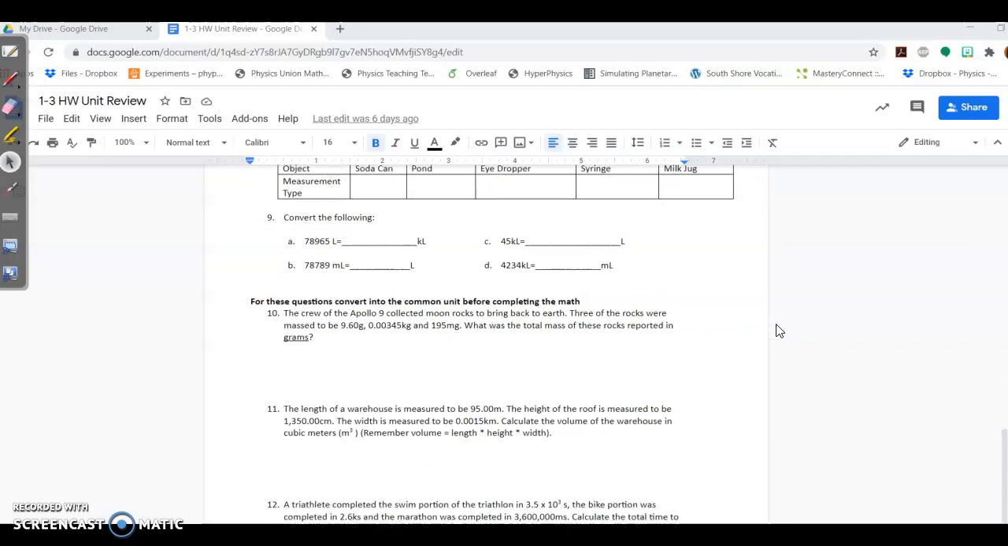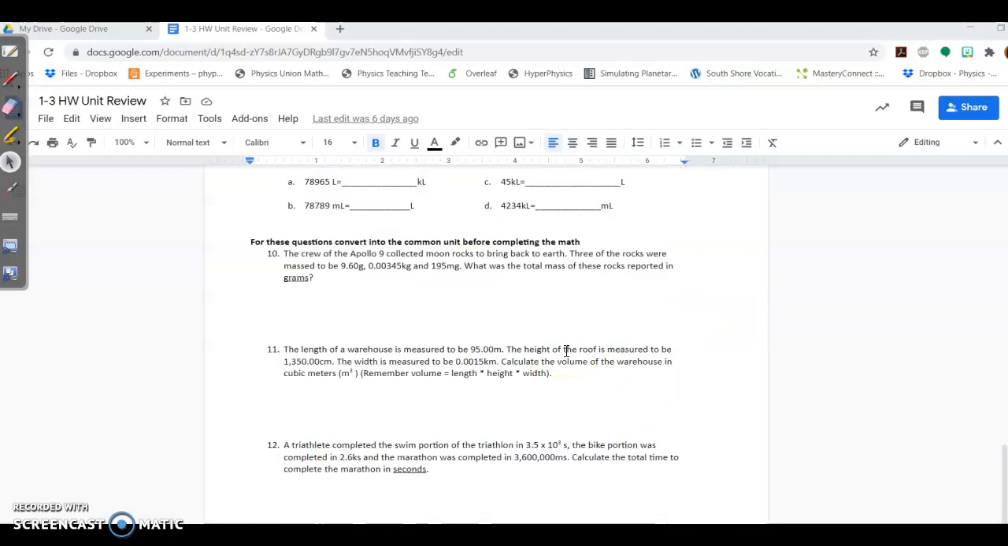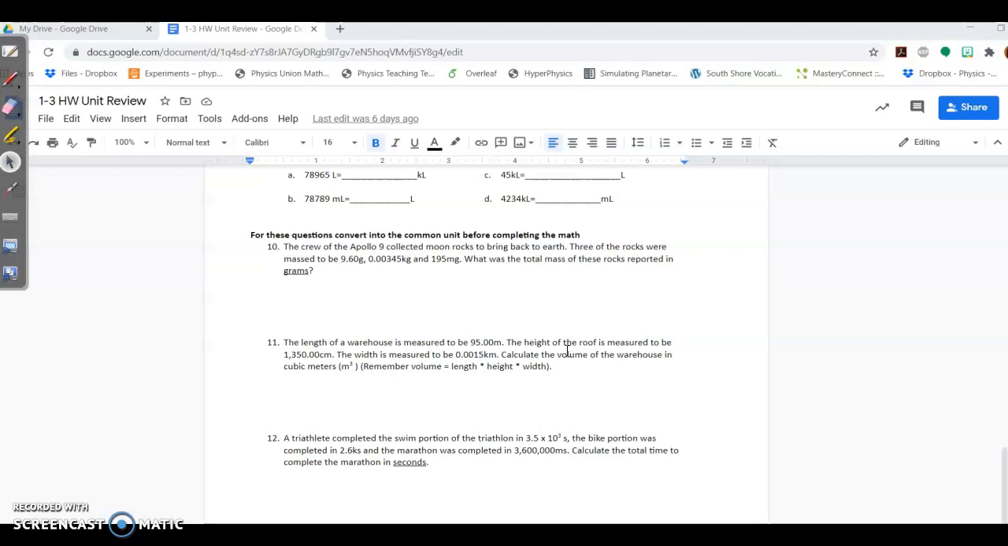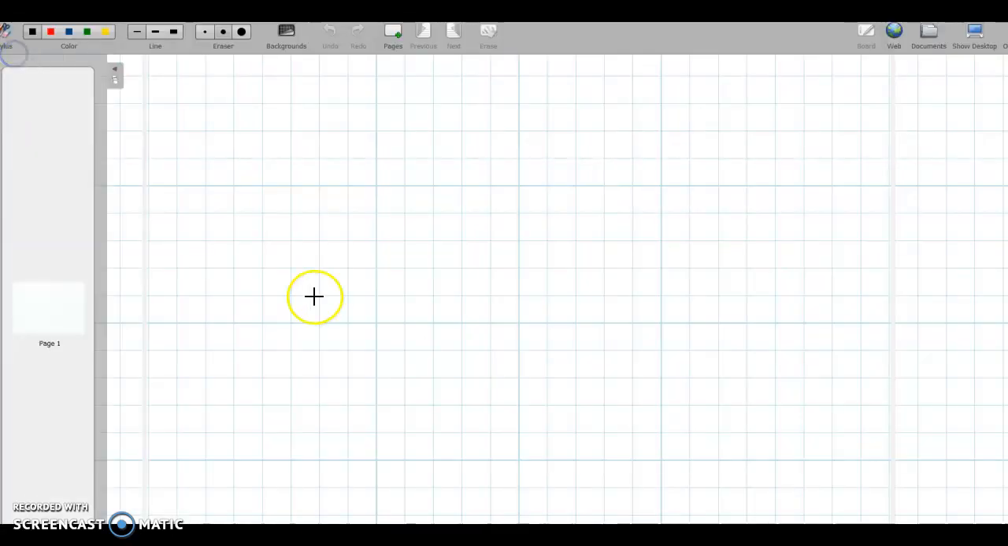And so now for these conversion questions, I am going to read them and then pull up the whiteboard so that we can work them out together. The crew of the Apollo 9 collected moon rocks to bring back to Earth. 3 of the rocks were massed to be 9.6 grams, 0.00345 kilograms, and 195 milligrams. What was the total mass of these rocks reported in grams? So we're going to do that out. I'm going to get out the whiteboard and get my pen.